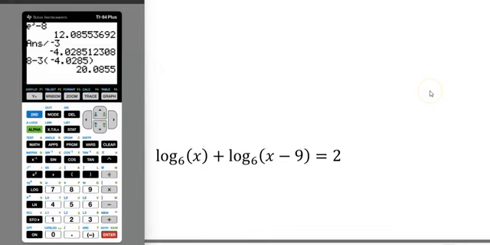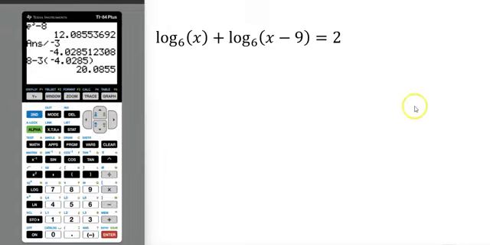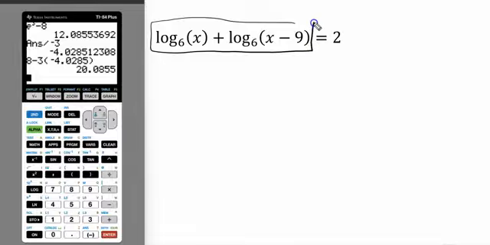Okay, moving along. Let's see if we can find solutions to this. Now, if I am going to convert that into exponential form, I need to have a single logarithm on the left-hand side. So I need to put those together. And the way I put those together, under the logarithm properties or rules, it's going to be the first one, which is the product rule.